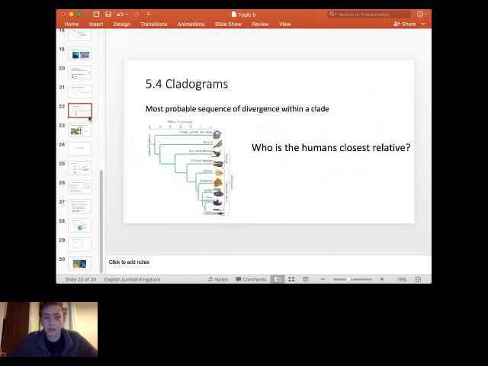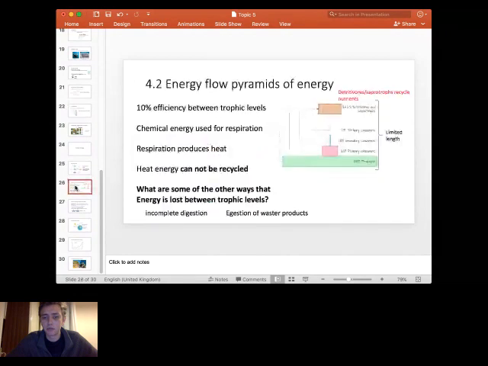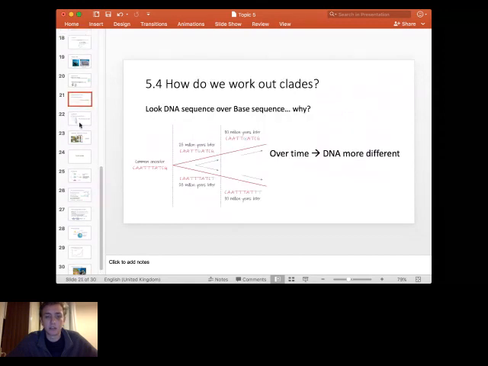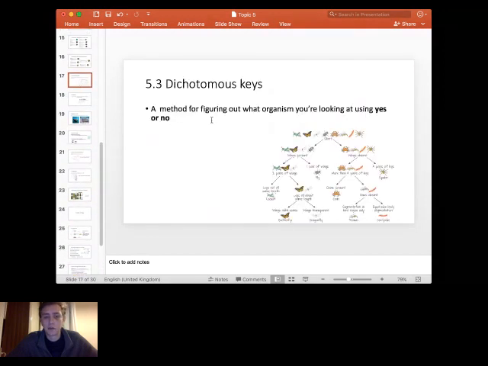So you don't have to be able to make a cladogram, if that's what you're asking. You just have to be able to create a dichotomous key. Yeah, exactly. So a set of questions. You have to be able to create a set of questions to distinguish between two different sets of organisms.